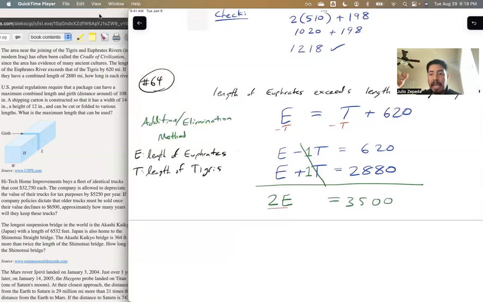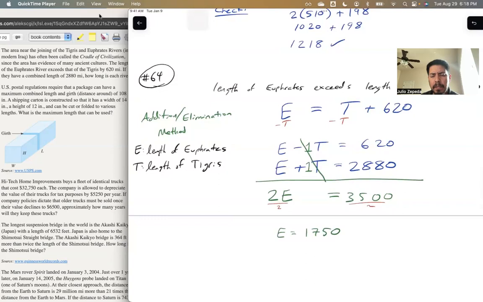Notice now that I've added these equations together, I eliminated one of the variables. I have a single variable that I can solve for now. And so if I divide both sides by 2, I now get E is equal to 1,750. And so we have one of the lengths of the rivers now. Let's go ahead and find the other. So here's one length. The question did ask me for the length of each river.